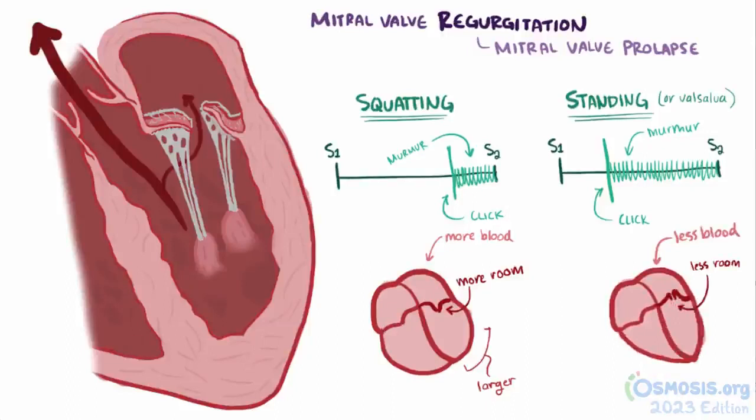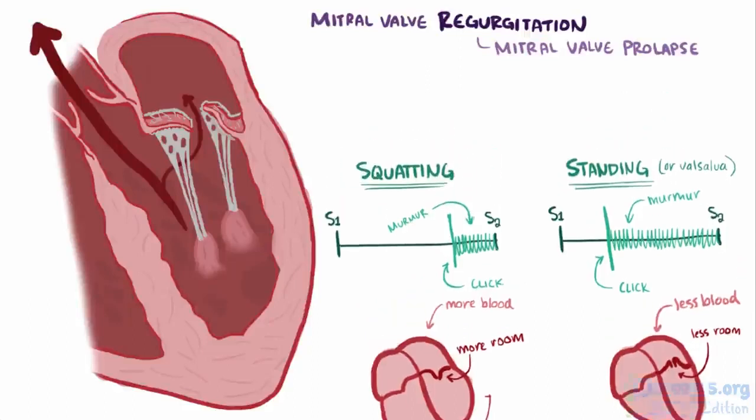The other heart murmur that follows this pattern is like the one in hypertrophic cardiomyopathy.